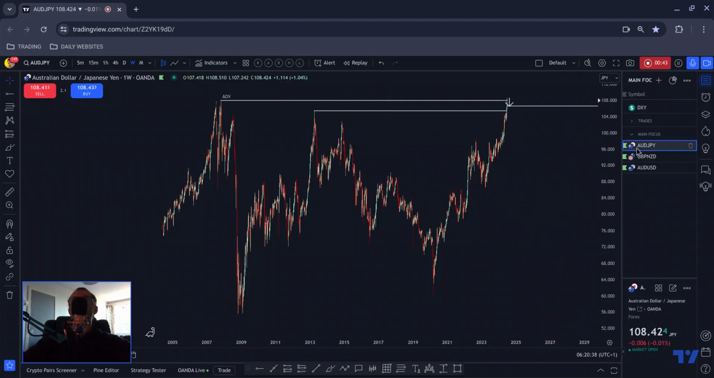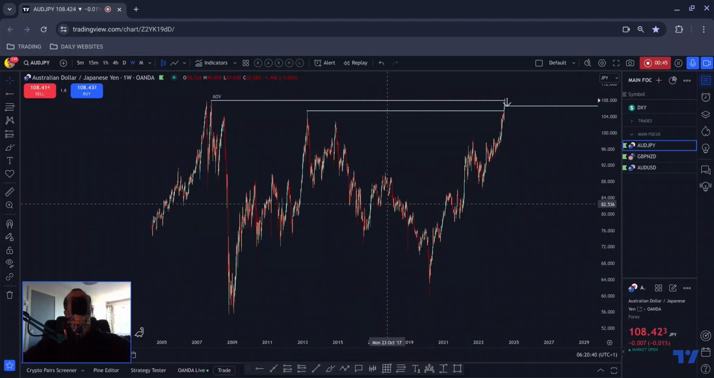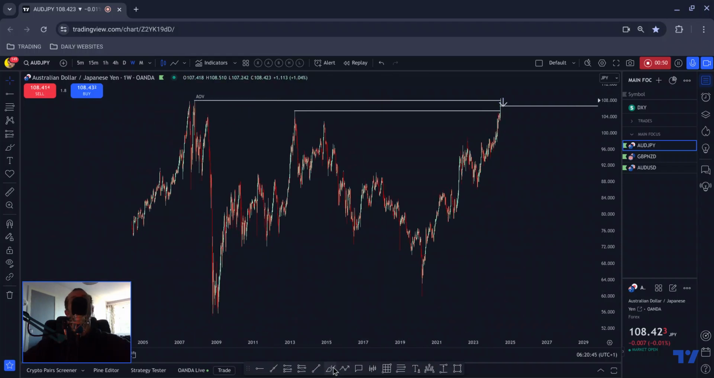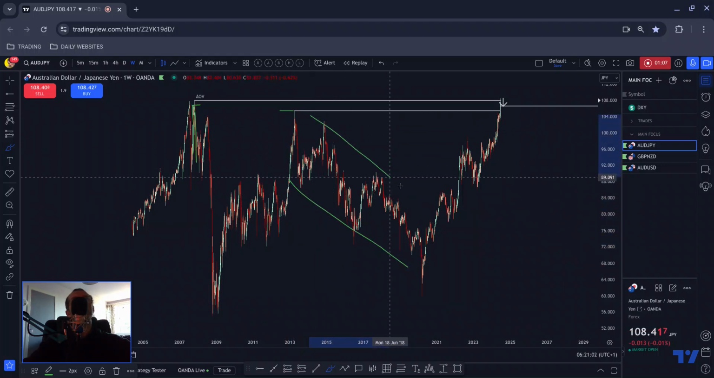So let's break down these pairs. Aussie yen, my favourite of the bunch, we are at an all-time high. What happened last time? There was a very sharp sell-off. We're on the weekly chart. Let's not forget, we also have the near miss to it. We near missed that area, and we came down in a more corrective manner than we moved up, which is usually what happens when we see a near miss to a higher area of value.